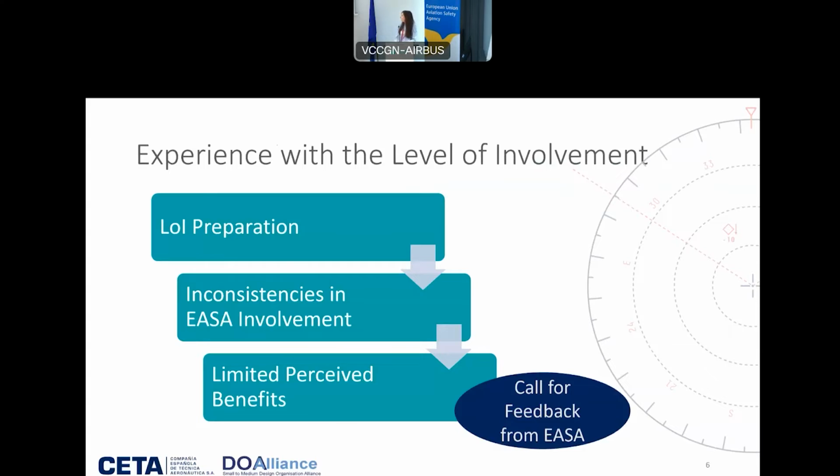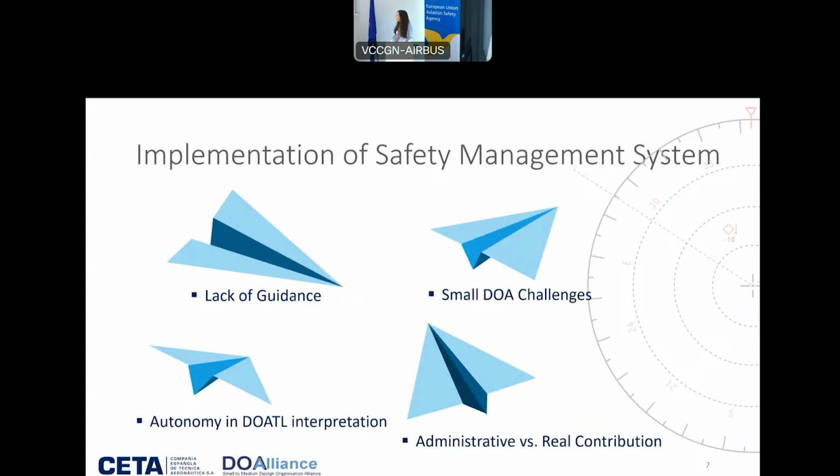And I would like to call for feedback from EASA, because we would like to receive feedback on the impact of the level of involvement system across design organization approval, specifically understanding how many DOAs have received extra privilege or reduced workload significantly as a result of the level of involvement. Okay. Let's continue.